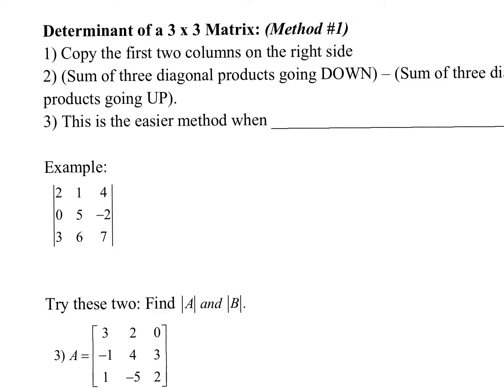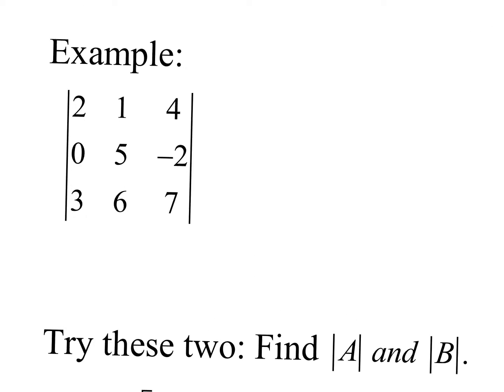I'm reading that from up here. What that means is I'm going to take these first 2 columns and copy them right here and right here, which is a little bit strange, but not too difficult. So I'm going to go 2, 0, 3. That's just this column right here. I'm also going to use this column. So 1, 5, and 6.